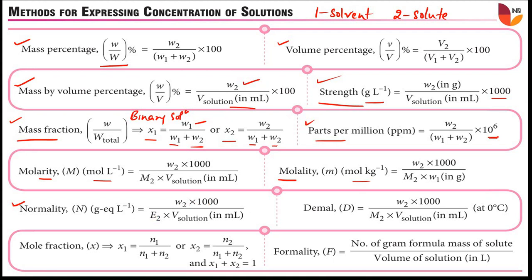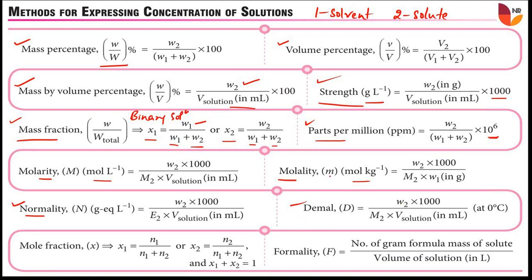E2 is nothing but the equivalent mass of the solute. So the volume of the solution is to be multiplied with the equivalent mass of the solute. So that method is to be called the normality method. And next, one more method, that is the Demal method.